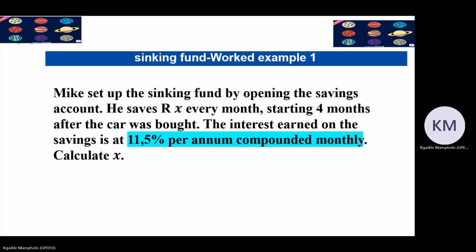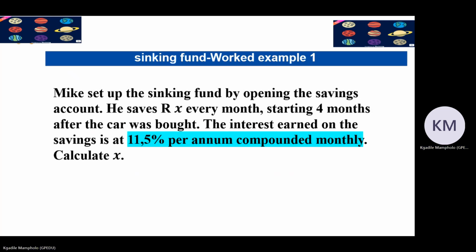Mike now, and before that, if someone makes fixed payments, invests the money as fixed payments in order to target the sinking fund that he'll need to buy the new asset, we say the person is setting up the sinking fund. So Mike is setting up the sinking fund by opening a savings account. He saves X every month, starting 4 months after the car was bought. The interest earned on the savings is at 11.5% per annum compounded monthly.